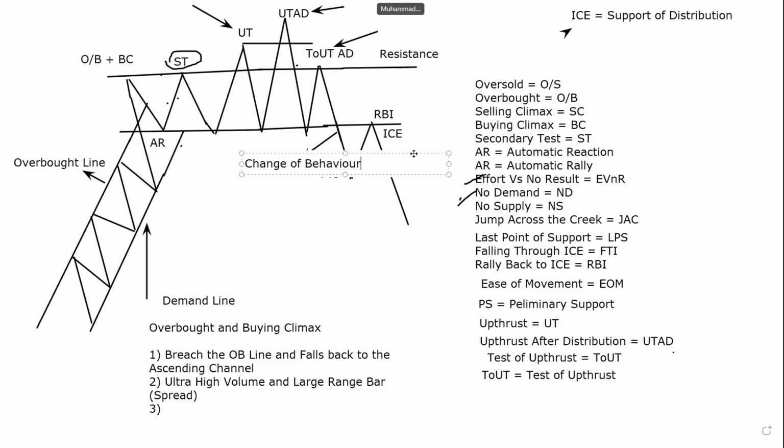Why do we call it change of behavior? Because actually the uptrend is changing into a downtrend. Got it? Okay. That's why we call it change of behavior. Once this change of behavior is noticed, we will come back to test this region, and then this is the fourth.